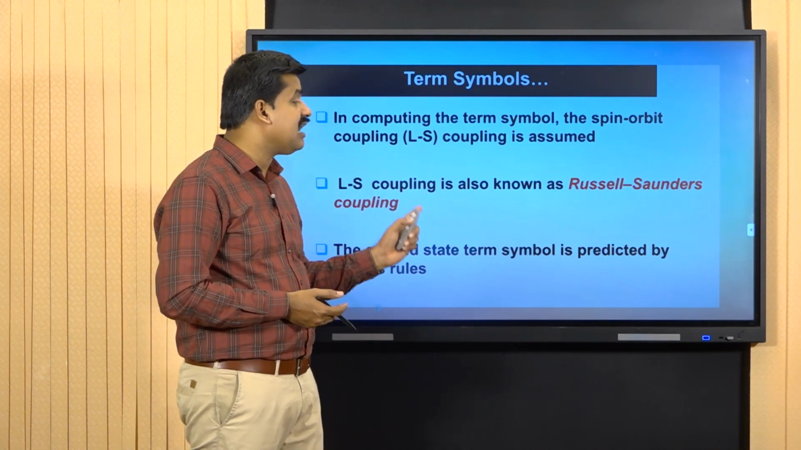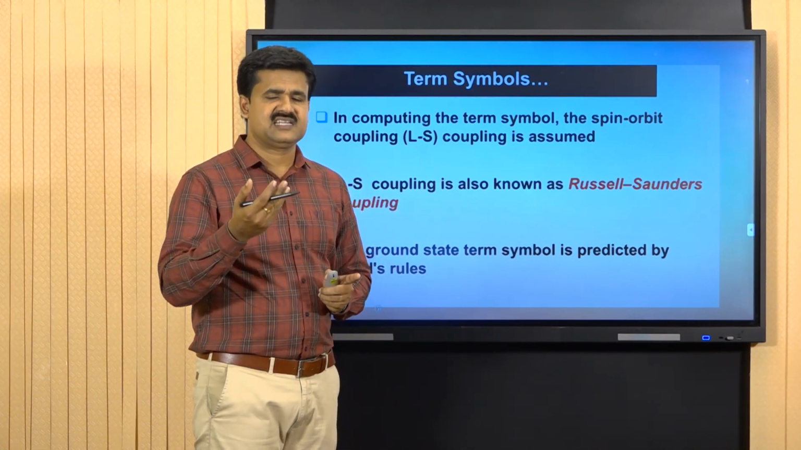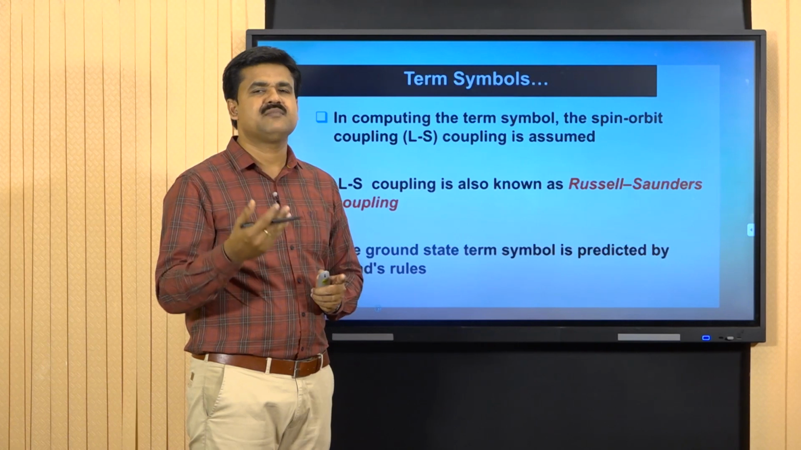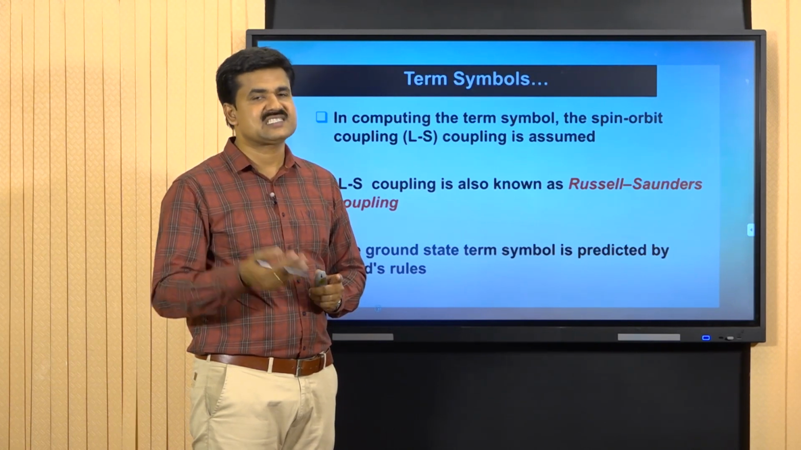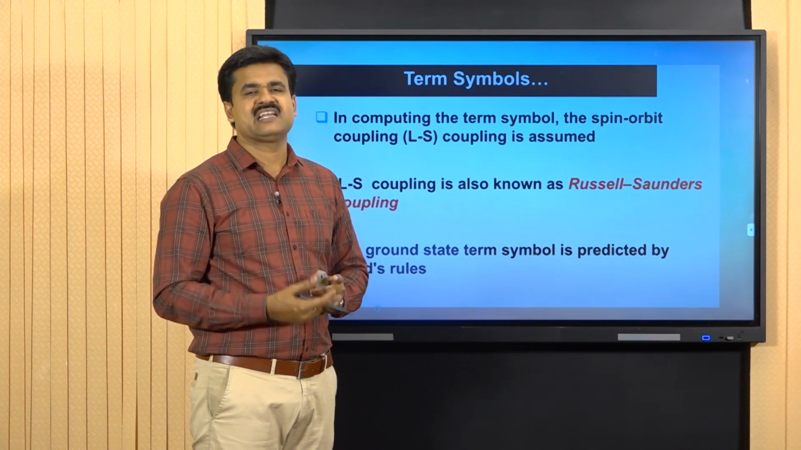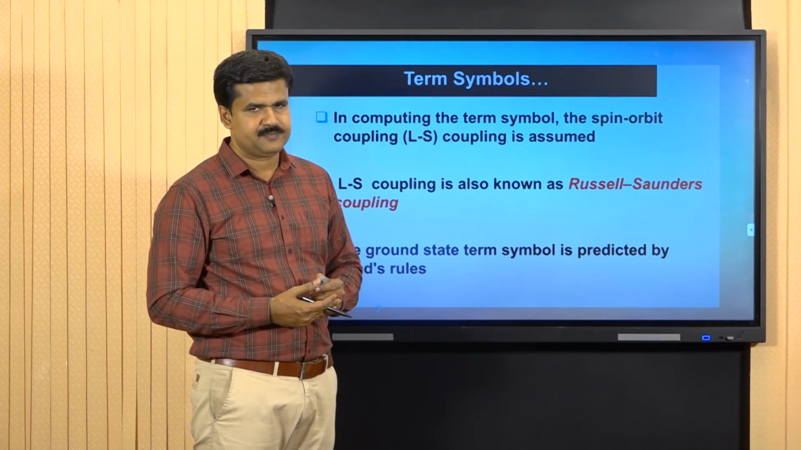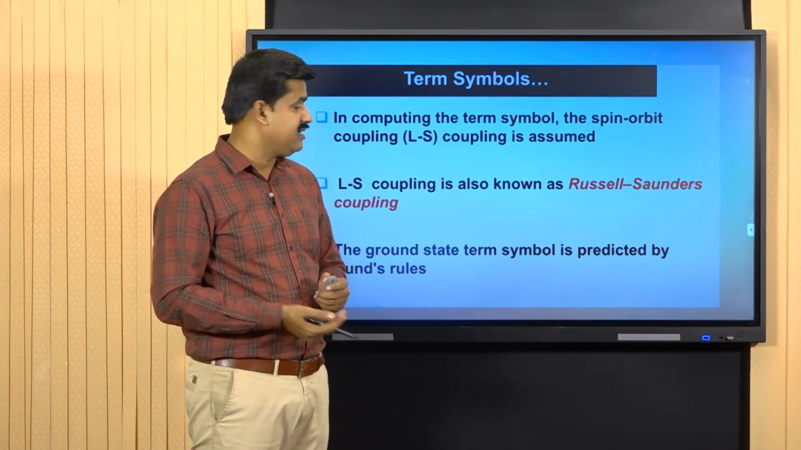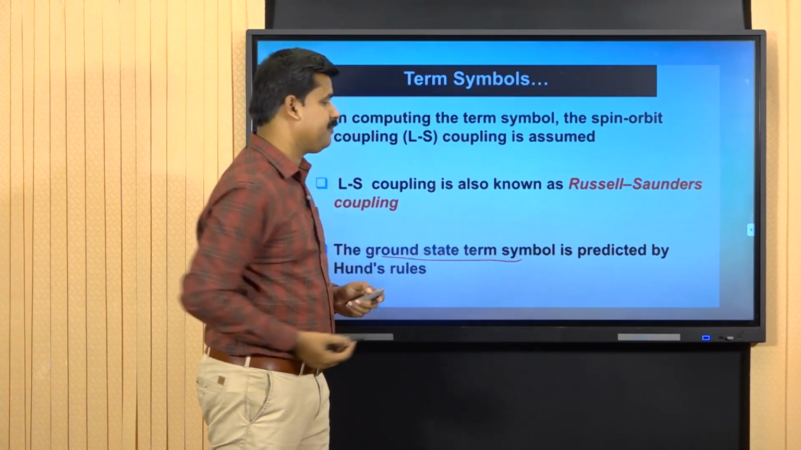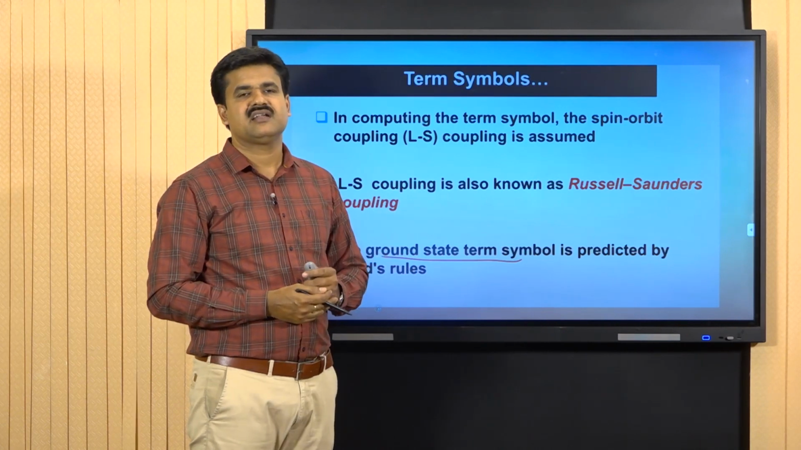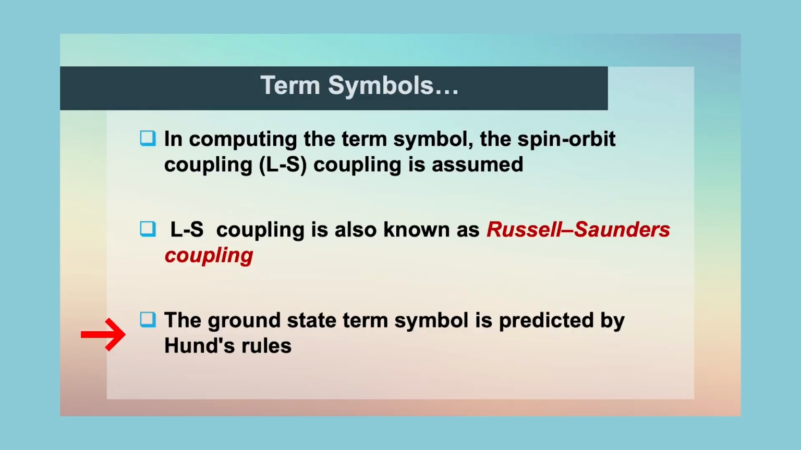Moreover, the ground term. What do you mean by the ground state? Ground state is the more stable arrangement where energy is minimum. The arrangement with the minimum energy is said to be the ground state, or highest stability is associated with the ground state. And we can determine the ground state term symbol by using a set of rules called Hund's rules. So, Hund's rules help us to compute the ground state term symbol.